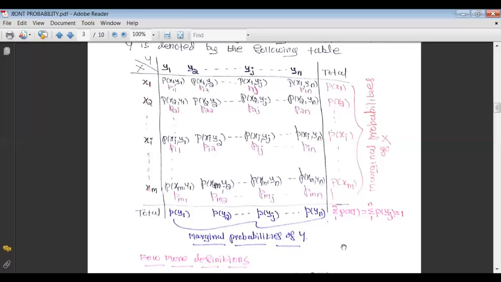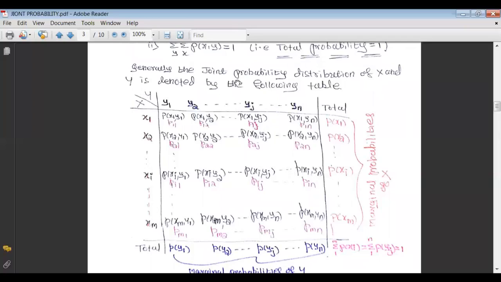One thing is very clear here: if you add all the joint probabilities, the total is 1. If you add all the marginal probabilities of x, it equals 1. If you add all the marginal probabilities of y, then also it equals 1. This is the table which shows the joint probability distribution of the two discrete random variables x and y, where x takes m values, namely x1, x2, and so on, xm, and y takes n values, namely y1, y2, and so on, yn.